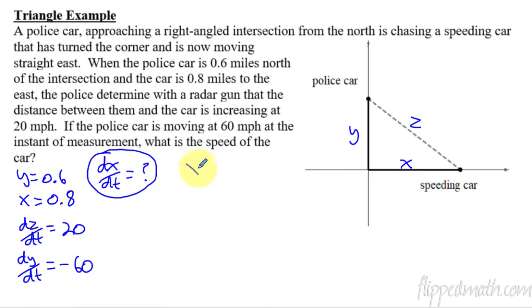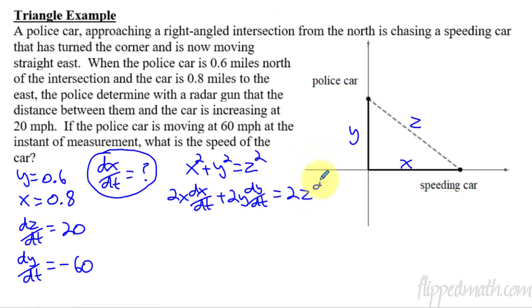Okay, let's set stuff up here. The Pythagorean Theorem will let us relate all of these variables. X squared plus y squared equals z squared. Let's differentiate with respect to time. I get 2x, and none of these are constants, right? X, y, and z are all changing as the two cars are moving. So I can't just have a 0 as a rate of change, so I won't have to deal with the constant. So 2x dx/dt plus 2y dy/dt equals 2z dz/dt.